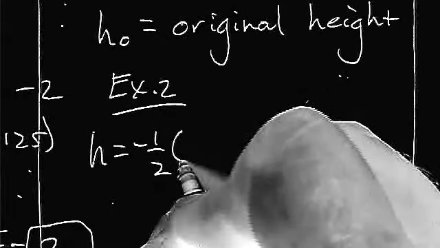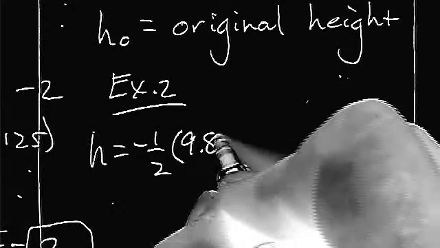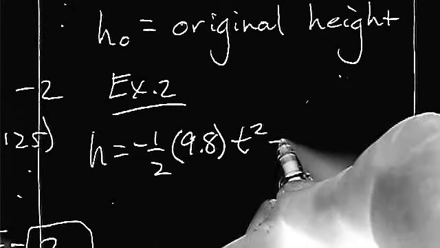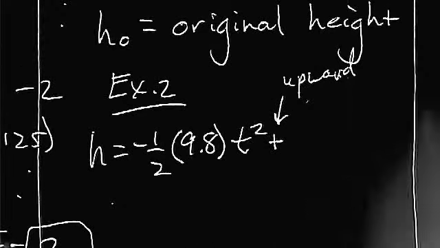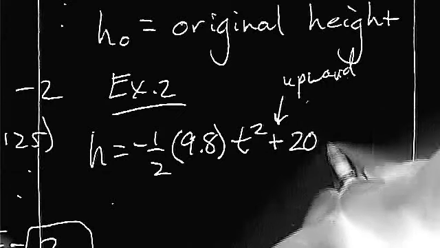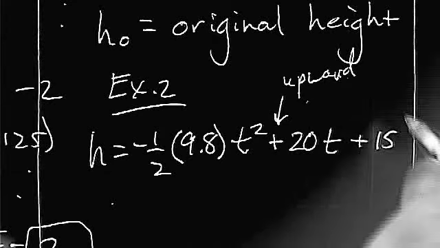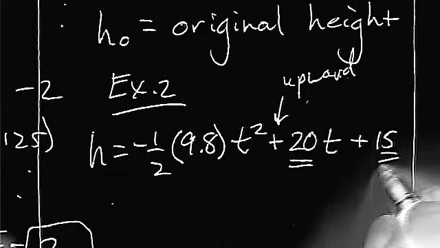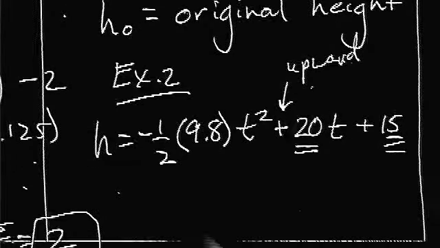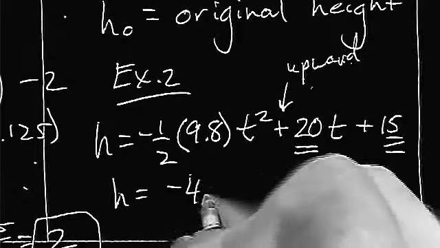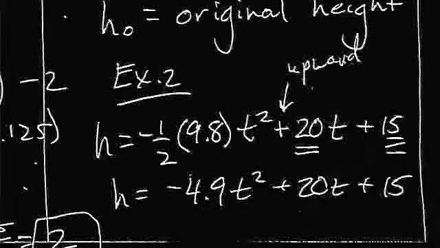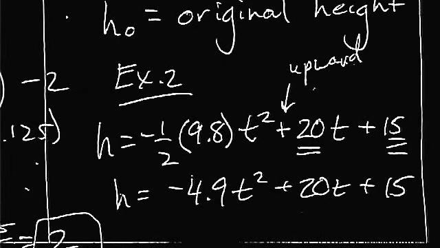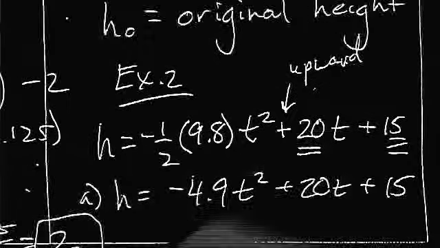Okay. Since we were dealing in meters, this would be negative 9.8 t squared plus, right, there's the upward part, 20 t plus 15, and that's your original velocity and your original height. So if you simplified it, you get negative 4.9 t squared plus 20t plus 15. In part A, they just asked me to write the equation, so this really is part A right there.